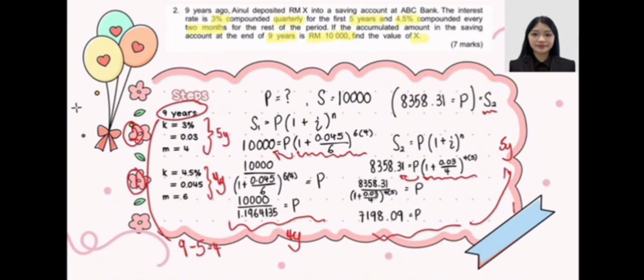So we use this as the next S for the 5 years. The P we have, we replace as a new S. So 8,358.31 labeled as S is equal to P bracket 1 plus 0.03 over 4 bracket to the power of 4 times 5. For the same step, we move this to the left side, and it becomes 8,358.31 over 1 plus 0.03 over 4 bracket to the power of 4 times 5 equals P. By putting it into the calculator, we get the final answer 7,198.09. So that's the value of X.